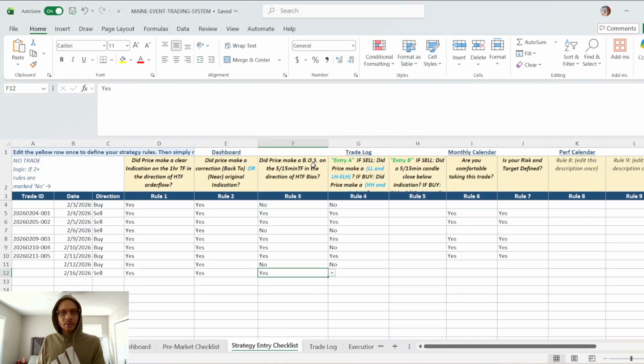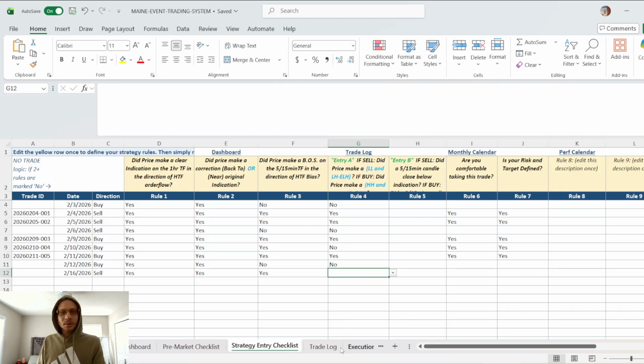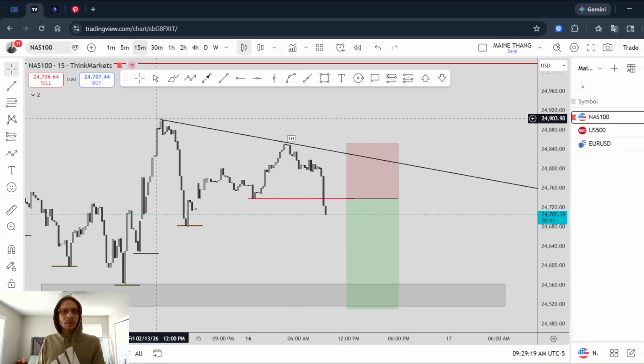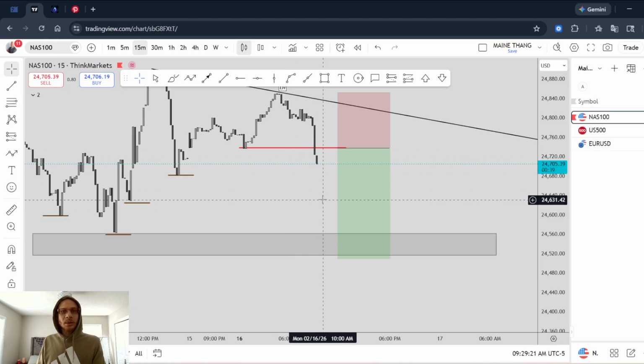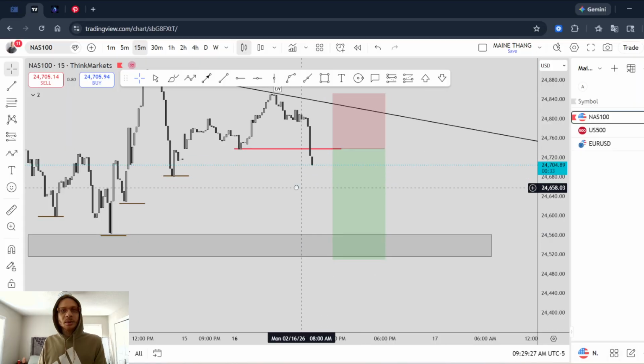So again, we got that breaker structure on the 15-minute time frame in the direction of the higher time frame, so the 1 hour and the 4 hour. Yes and yes. Now we're just waiting to see if, for a sell, price makes a lower low and a lower high. We know we have a lower high because this high is lower than that high. We're creating a lower low. And then for our entry, we want to see price come up to or near, and then catch it on the way down.